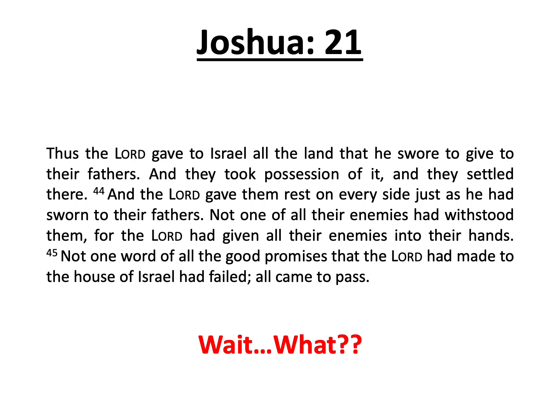Israel does not trust God to take the promised land that has been allotted to them. And yet all the land has indeed been allotted. They do live in the land. None of their enemies have withstood them. And so far, none of the good promises that God made to the house of Israel has failed. It has all come to pass. Joshua chapter 21, then, is an accurate summary of what has taken place in the book of Joshua.